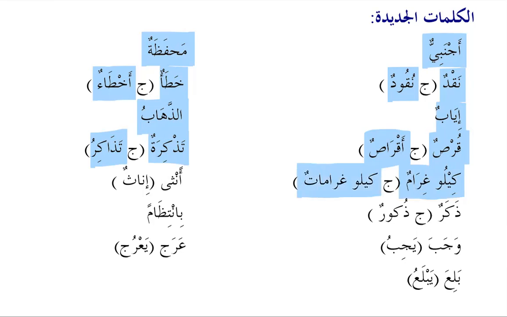A kilo of... kilograms. So you say kilo, and then ghiram, kilogram. And then we have untha, not antha. Inathun. Female, females. And then dhakar, plural dhukur, male, males. Intizam, regular, regularly, orderly.